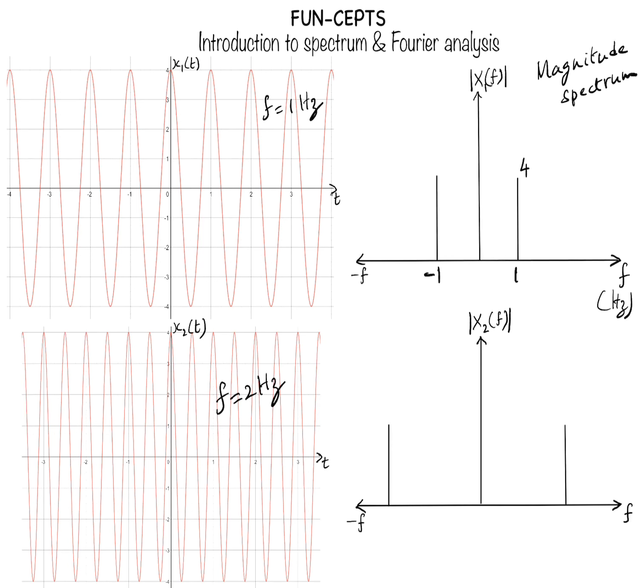So we will remove this 4, and in place of the 4 we are going to make it 50% of the 4, which is 2. So we'll make half of it on the positive frequency and half of it on the negative frequency. So that means at 1 hertz we have a magnitude of 2 volts, and at minus 1 hertz we have a magnitude of 2 volt as well.